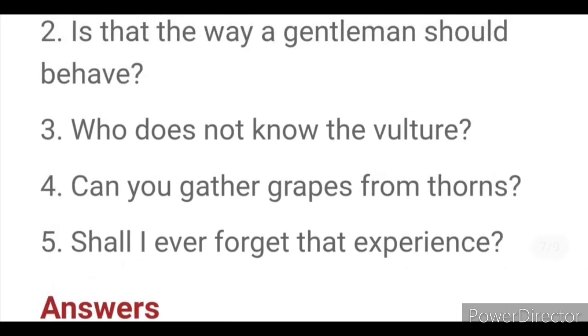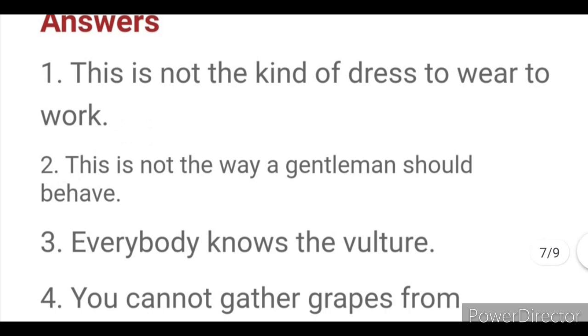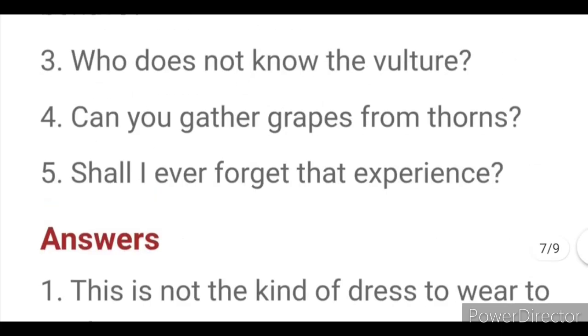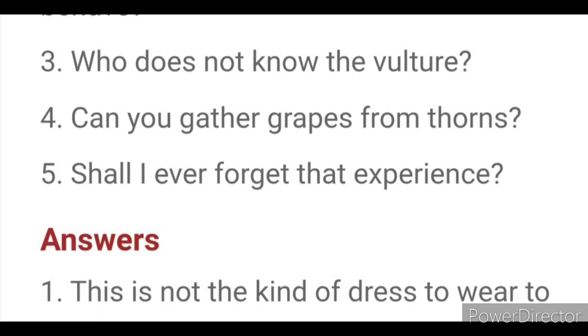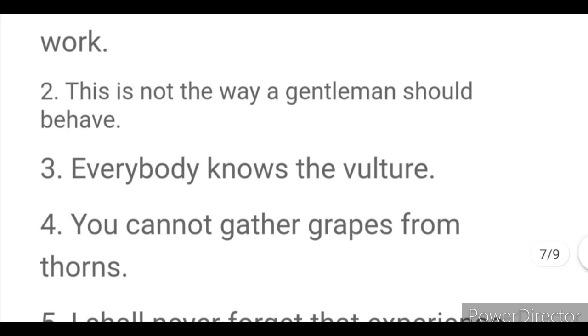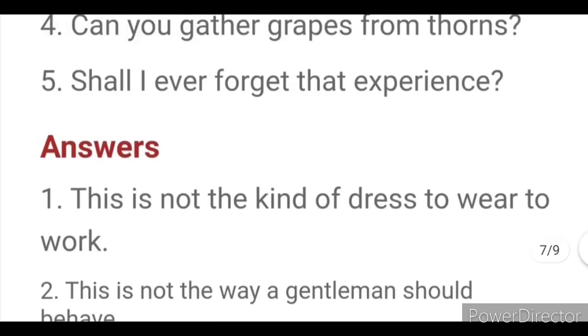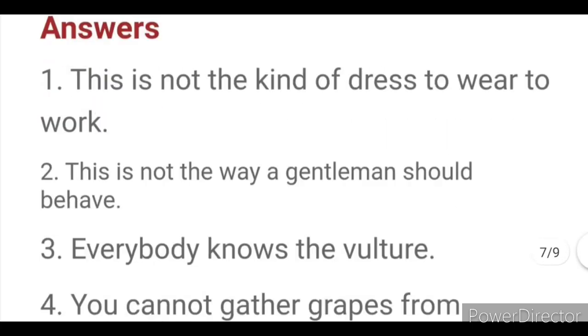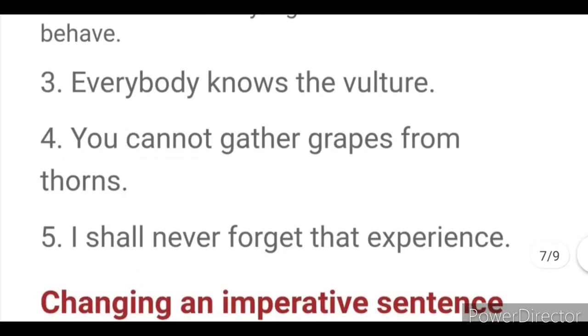Who does not know the vulture? Everybody knows the vulture. Then, can you gather grapes from thorns? You cannot gather grapes from thorns. And then, shall I ever forget that experience? I shall never forget that experience.